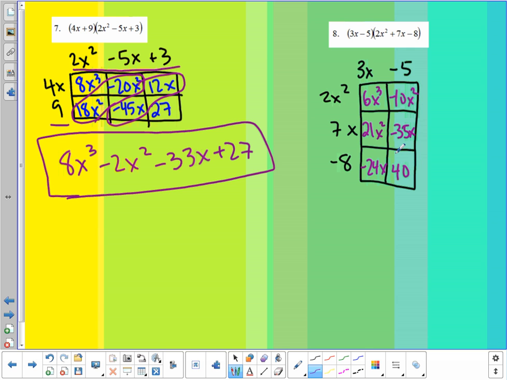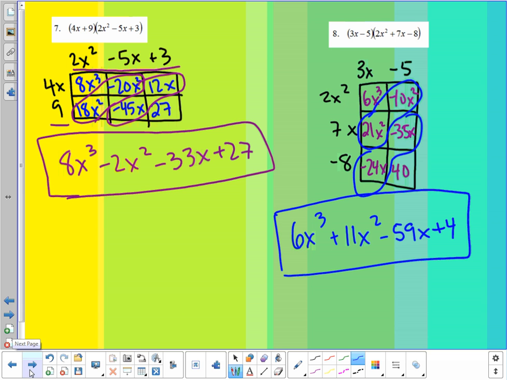So then I look for my like terms. And again, my like terms are on that diagonal. You can see here's your two squared terms to put together, and here's the two x terms that you want to put together. The 6x to the third stays by itself. 21 minus 10 gives me 11x squared. Negative 24 minus 35 gives me, oh goodness, negative 59x, and then that positive 40 is by itself.